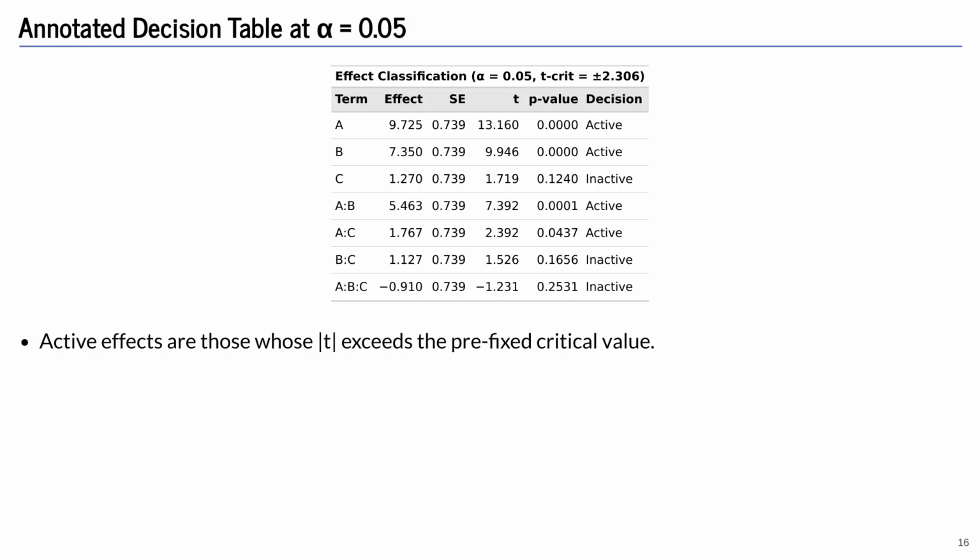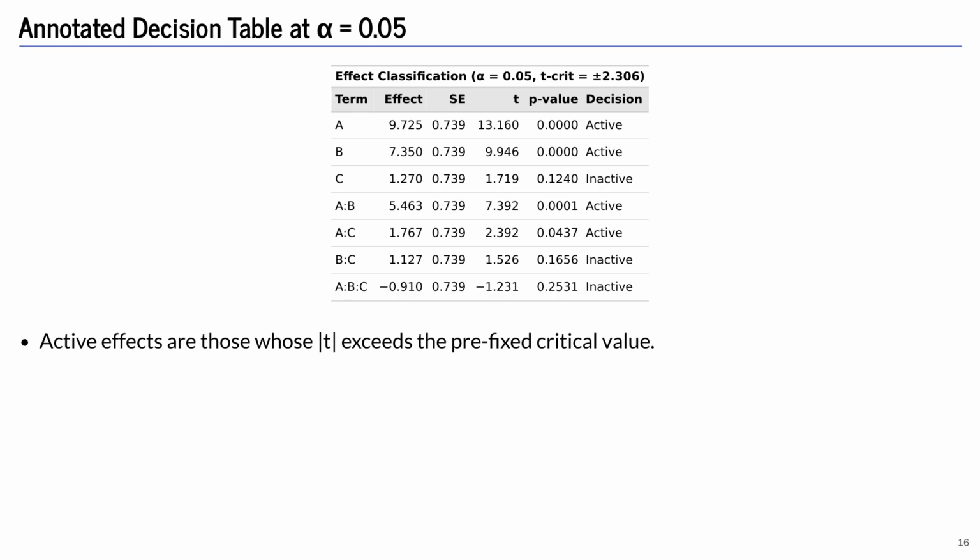Temperature, A. Effect of 9.72, t-statistic of 13.2, p-value essentially 0. Active. Catalyst, B. Effect of 7.35, t-statistic of 9.95, p-value essentially 0. Active. The AB interaction, effect of 5.46, t-statistic of 7.39, p-value of 0.0001. Active. The AC interaction, effect of 1.77, t-statistic of 2.39, p-value of 0.0437.